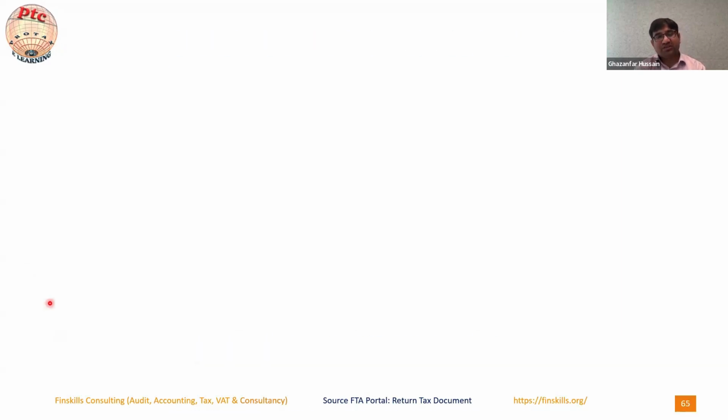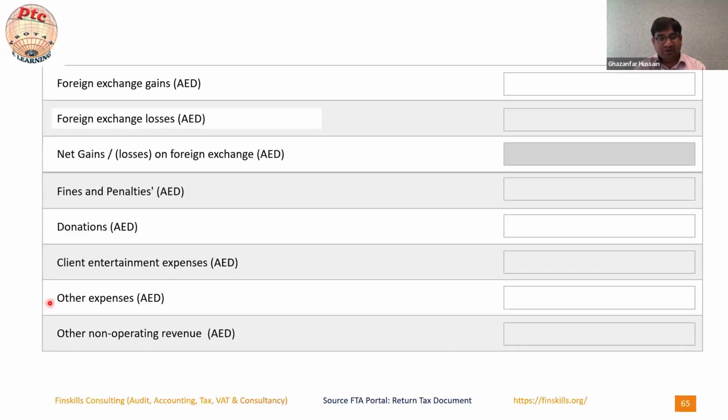Let's move to the next part. Again, some people may ask why we are going to discuss this. First, we have to understand what information from the financials we will put on the FTA portal in the corporate tax return. So this is the understanding point of view, and we are going through an overview of this part. Foreign exchange gain or loss: normally we keep foreign exchange gain or loss in only one ledger or one chart of account in our books of account, but the FTA needs it separately. They ask how much is the gain and how much is the loss.